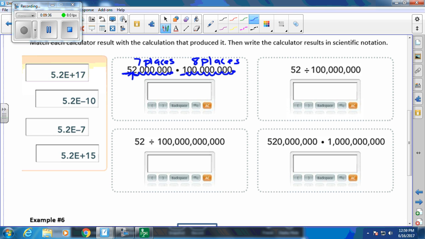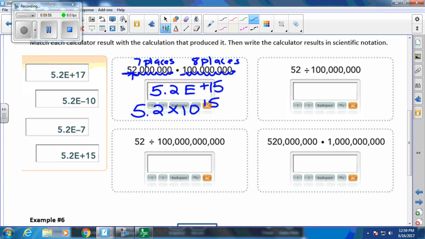So 7 places plus the 8 places will tell us that we're going to be multiplying by a power of 10 of the 15th. So your final answer becomes 5.6 times 10 to the 15th. And how they have it shown on the left is with E positive 15, but how it would be written in scientific notation would be 5.6 times 10 to the 15th.